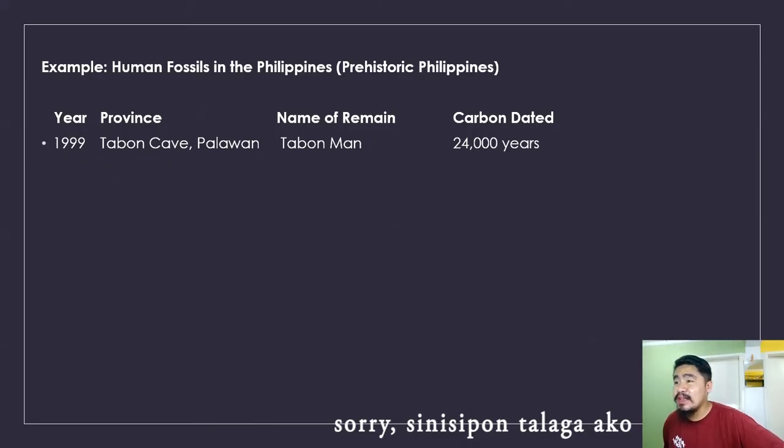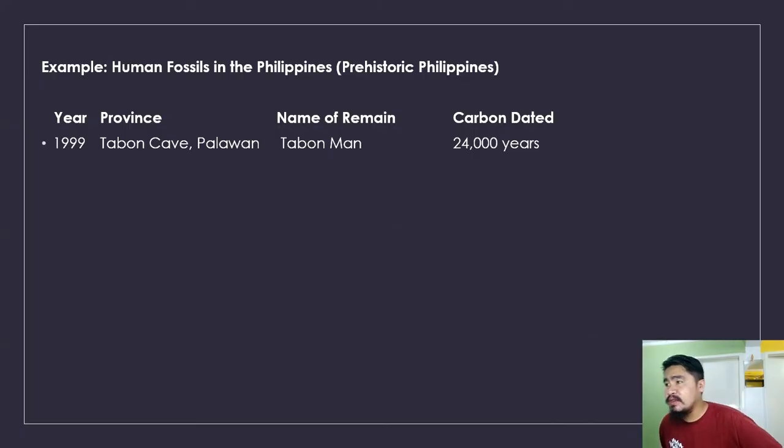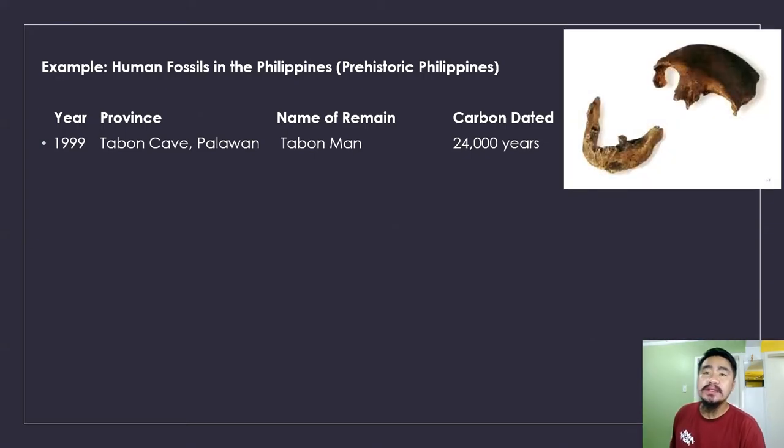Sorry, sinisipon. To give you a timeline muna. Okay. The first famous discovery was around the year 1999. So, in the Tabon Cave, they discovered the Tabon Man. So, ito yung mukha ng Tabon Man. So, cranium siya, part of a skull, then some jaw. Then, when they carbon dated it, lumalabas na around 24,000 years nag-exist yung Tabon Man.